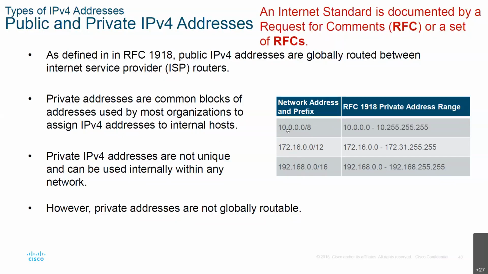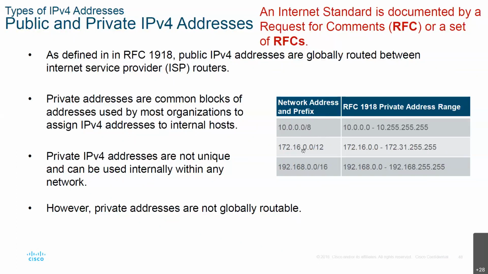10.0.0.0/8. When you say /8, that means the network portion is 8 bits and the host portion is 24 bits. So if this is your network address, this would be your broadcast address. Just imagine how many devices you can have. That would be 2 to the power of 32 minus 8, which is 24. 2 to the power of 24 minus 2.